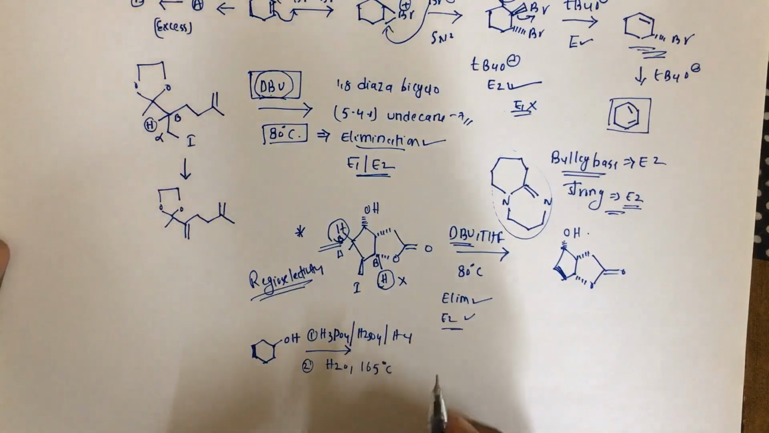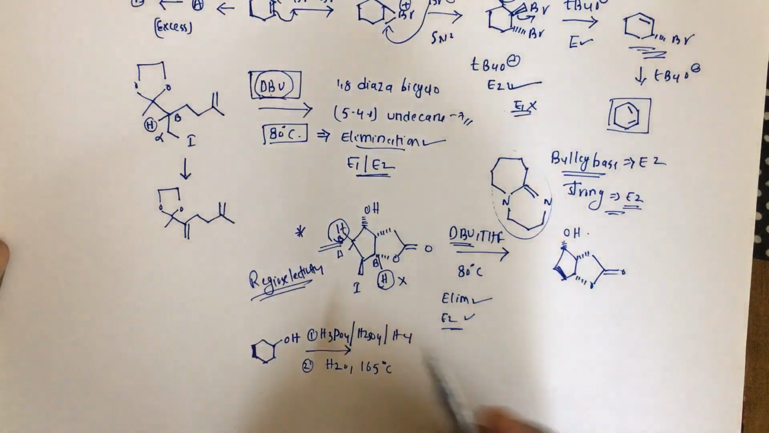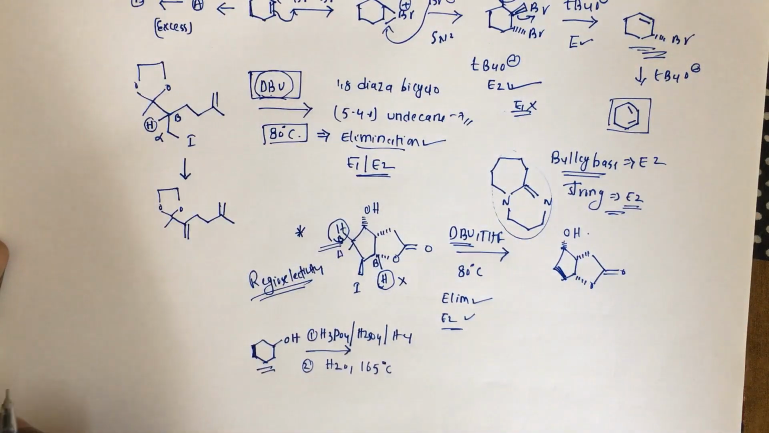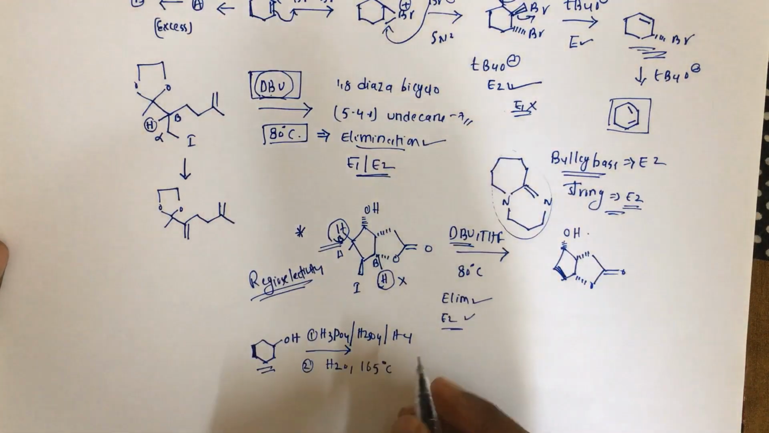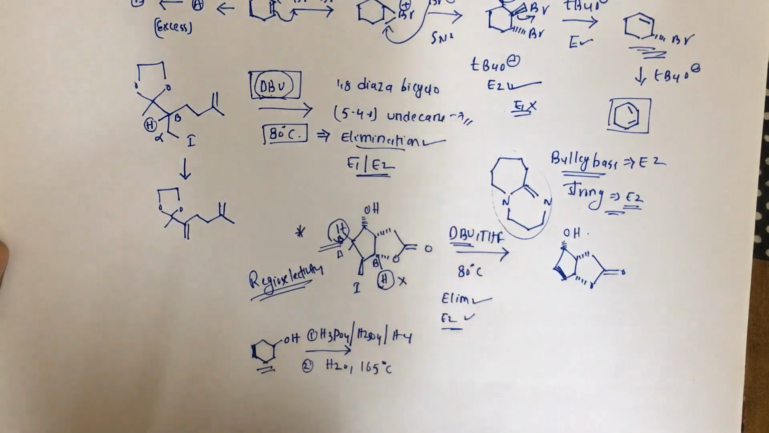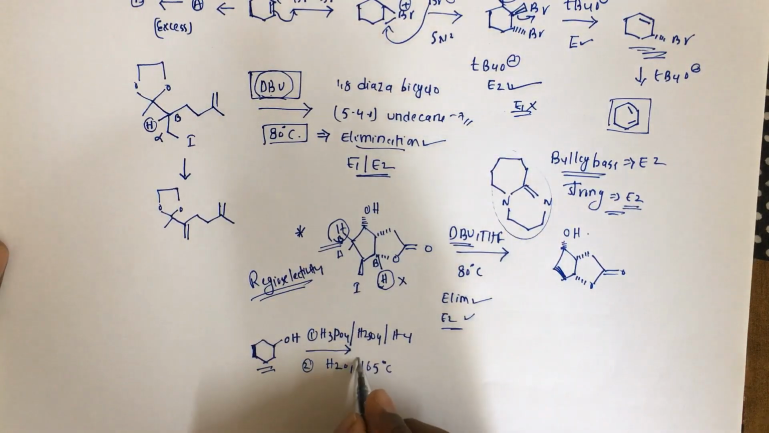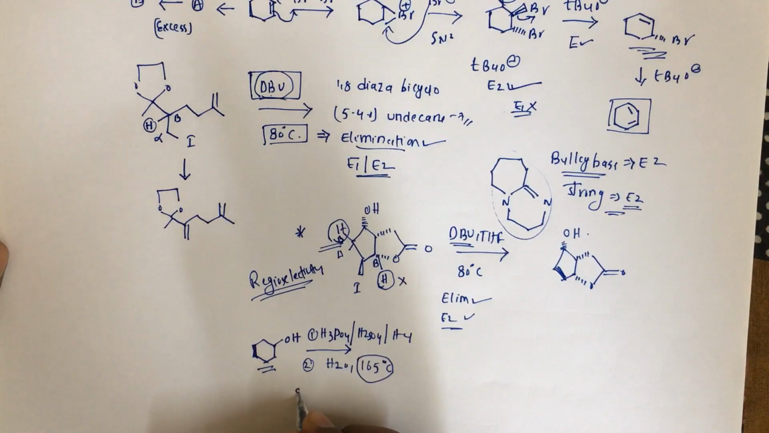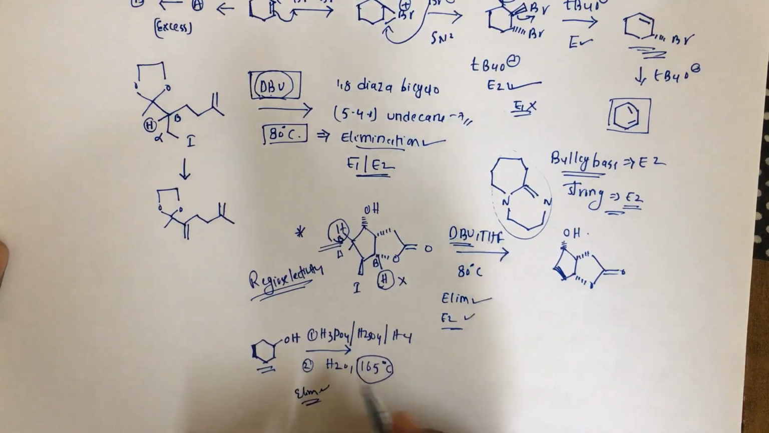So the first thing is we have to identify whether it is an elimination or substitution, since this can also undergo substitution reactions. So we have a high temperature, that means it's an elimination reaction. Okay, and here we have a weak base. Water is a weak base, so that is an E1 elimination reaction.